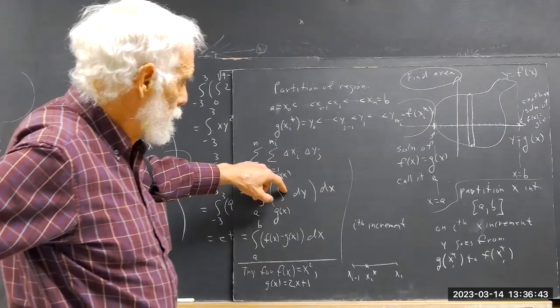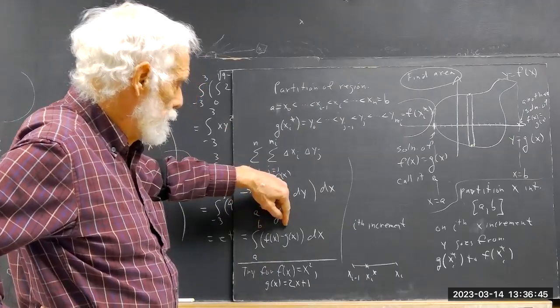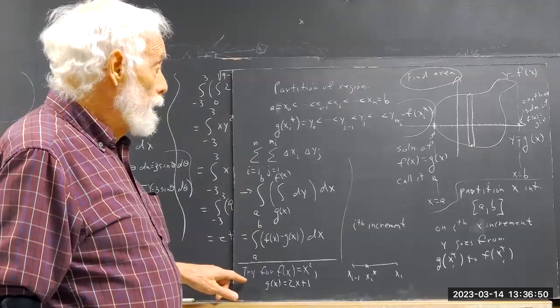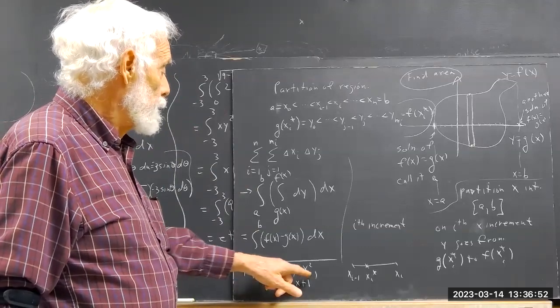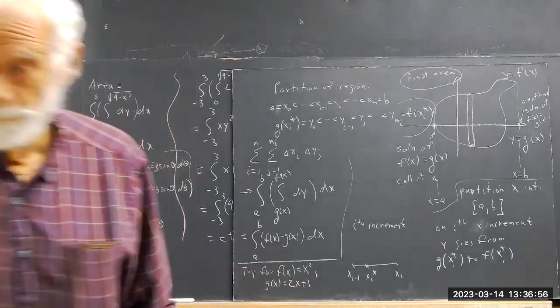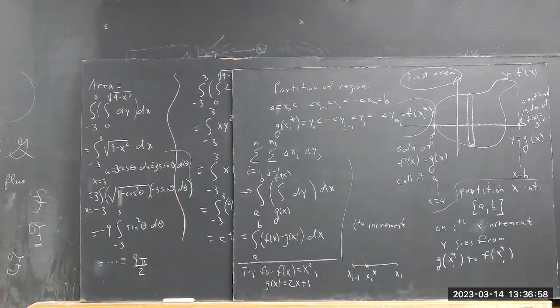Then we would insert it here, and what we get here wouldn't be as simple as what we have. So what I've asked everybody to do now is try this. If f of x is x squared, g of x is 2x plus 1, just do the whole process. See what your integral is.